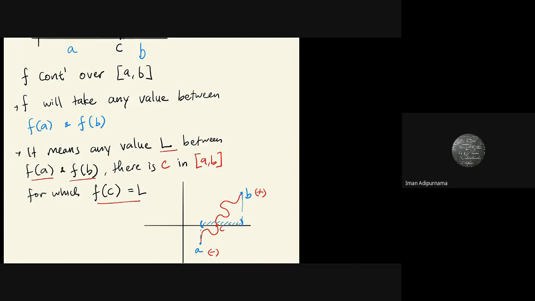So if you have c here, f of c is obviously 0, right? So if you can prove that there are opposite signs at the ends of the interval, then you have proven that there will be at least one root. That is one example for the intermediate value theorem.